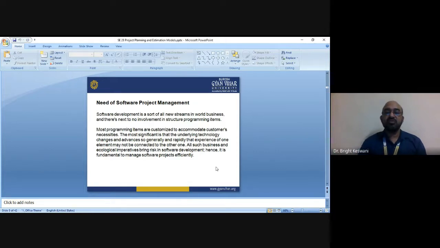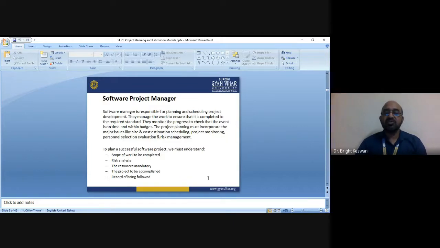What is the need of software project management? Software development is a sort of all new stream in the business, and there is next to no involvement in structured programming items. Most programming items are customized to accommodate customers' necessities. The most significant is that the underlying technology changes and advances so generally and rapidly that experience of one element may not be connected to the other one. All such business and ecological imperatives bring risk in software development. Hence, it is fundamental to manage software projects efficiently, and this is the need of software project management.